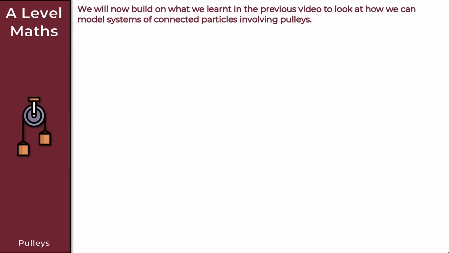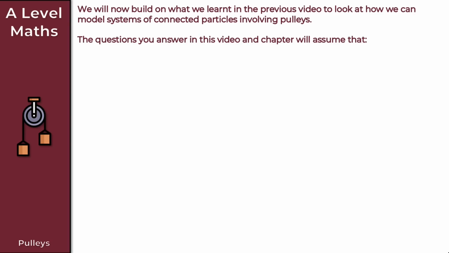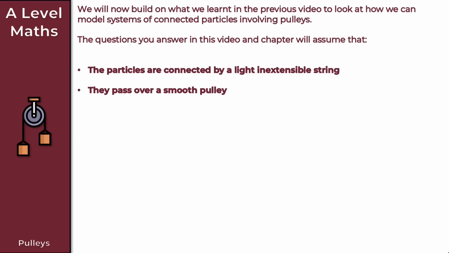In this video here, we're going to take a look at pulleys. We're now going to build on what we've learned in the previous video to look at how we can model systems of connected particles involving pulleys. And the questions that you answer in this video and chapter will assume that particles are connected by a light inextensible string and that they pass over a smooth pulley.